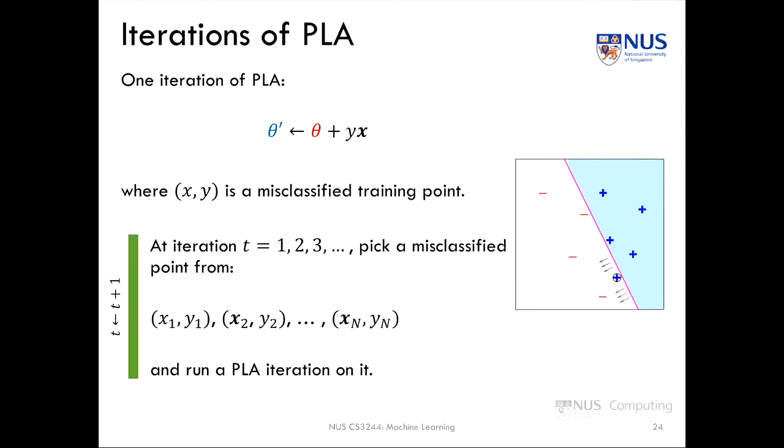Let's look at PLA again to see what else we can optimize. Recall that PLA does its updating by taking the original weight vector theta and updating it by adding a term which represents the input vector times its own classification, yx. This has the effect of moving theta in a direction that's going to help correct that misclassified training point. The updated vector is going to be theta prime.